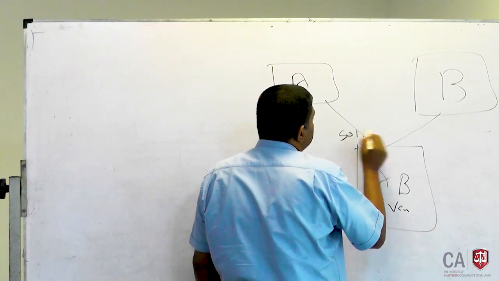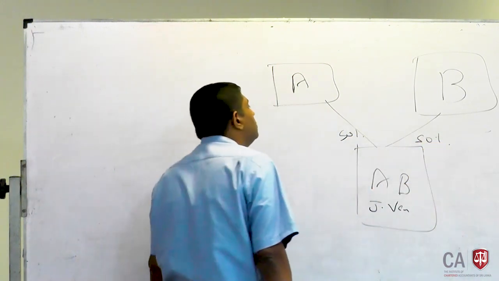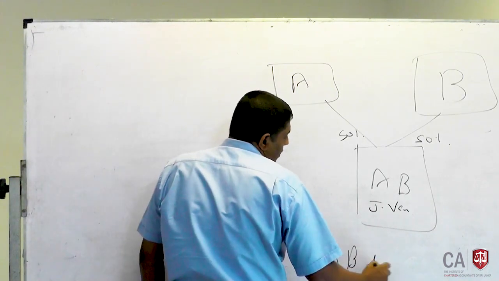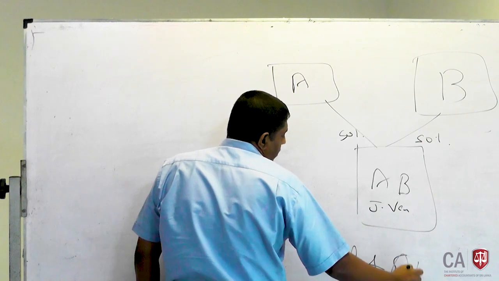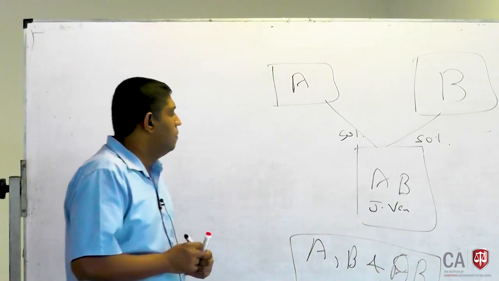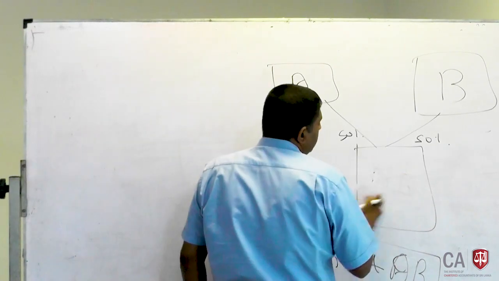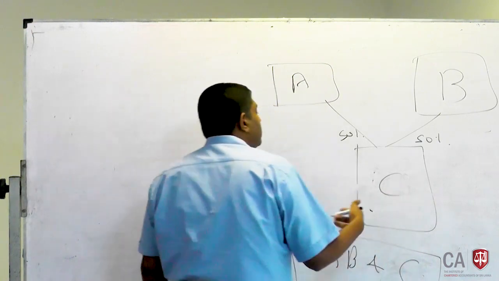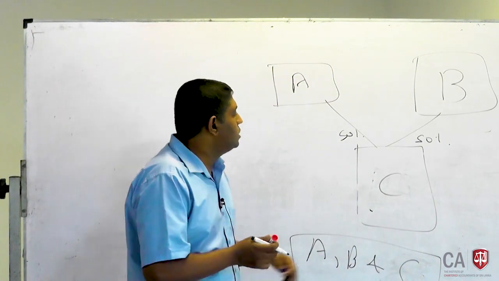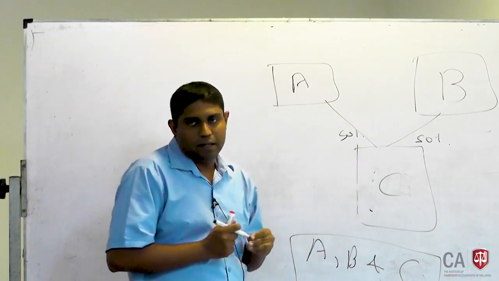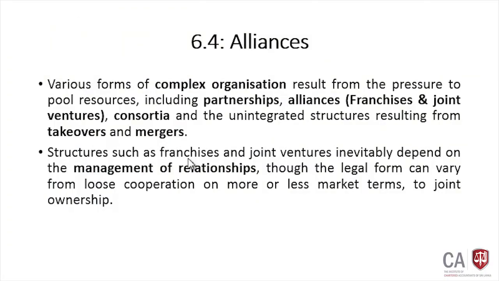Say 50% investment here, 50% investment there. Now we can see three entities. We'll call the new one C, then it's clear. Now we have three independent entities, but the ownership of C is divided between A and B. They have put in the capital. That is a joint venture.